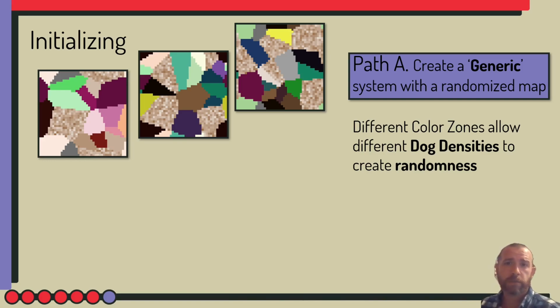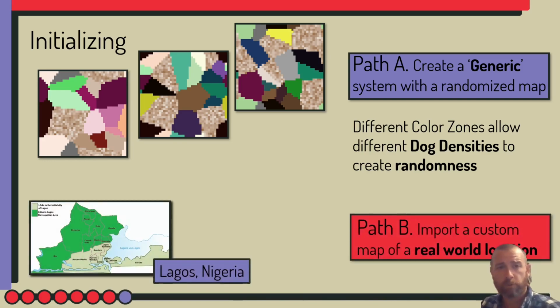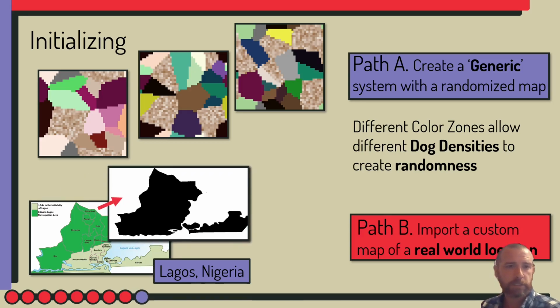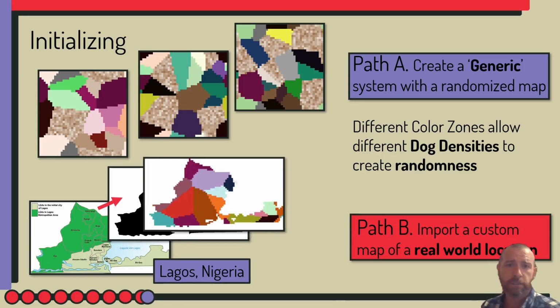Or we could actually import a map of a location that we're working in, right? So for this case, I just took Lagos, Nigeria. So really simple photo editing. You don't have to have Photoshop or skills or anything like this. You can just create a silhouette of your cityscape and then import that into NetLogo.